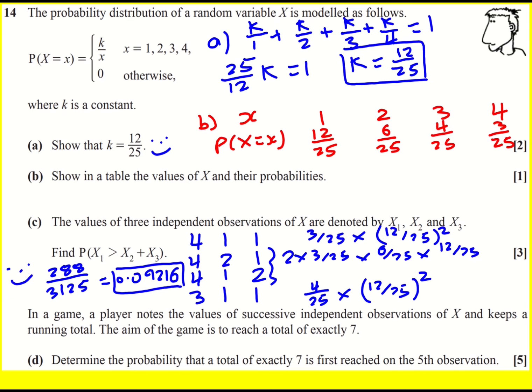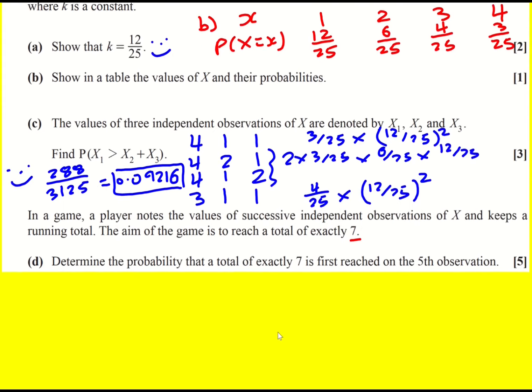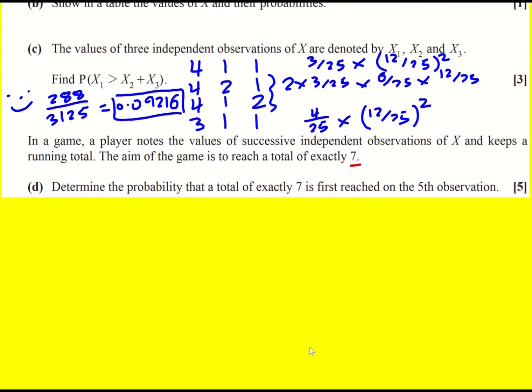Finally, in a game, a player notes the values of successive independent observations of x and keeps a running total. The aim of the game is to reach a total of exactly 7. Determine the probability that a total of exactly 7 is first reached on the 5th observation.